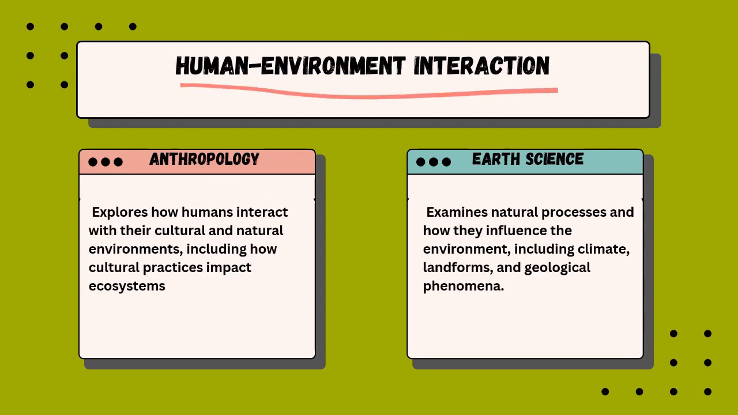Next, human environment interaction. Anthropology explores how humans interact with their cultural and natural environments, including how cultural practices impact ecosystems. So this part is studied in ecological anthropology. Whereas earth sciences examines natural processes and how they influence the environment, including climate, landforms, and geological phenomena.